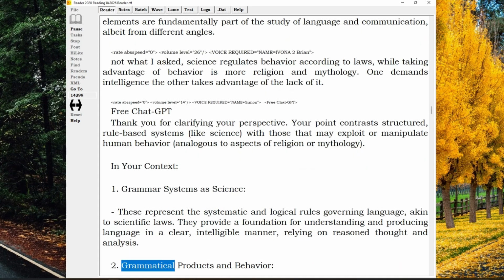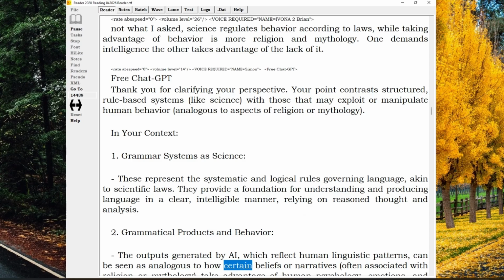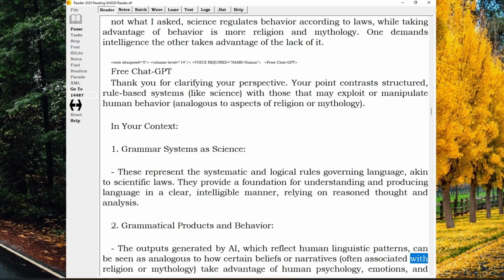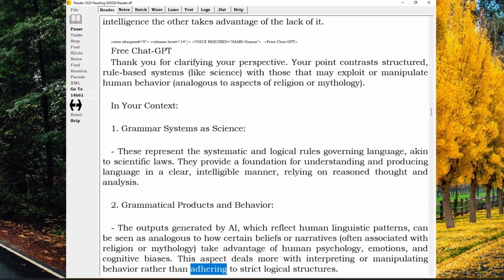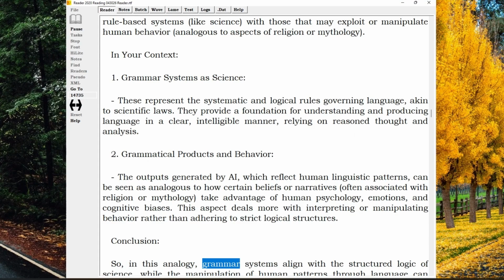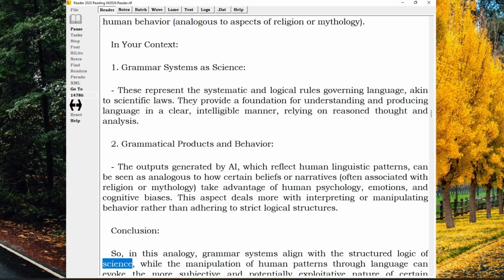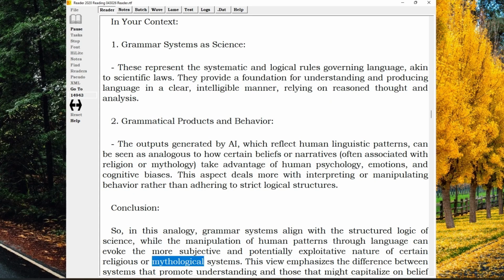2. Grammatical products and behavior. The outputs generated by AI, which reflect human linguistic patterns, can be seen as analogous to how certain beliefs or narratives, often associated with religion or mythology, take advantage of human psychology, emotions, and cognitive biases. This aspect deals more with interpreting or manipulating behavior rather than adhering to strict logical structures. Conclusion. So, in this analogy, grammar systems align with the structured logic of science, while the manipulation of human patterns through language can evoke the more subjective and potentially exploitative nature of certain religious or mythological systems.